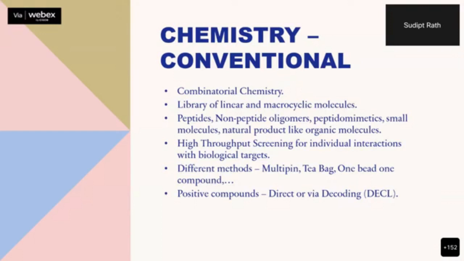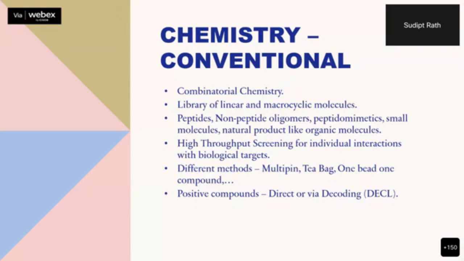Whether a molecule or a compound is binding with the receptor or not is screened through this high throughput screening. If that passes this test, then they have different methods to test whether a particular drug molecule is binding with the target receptor or not. For that, they have different methods like multi-pin methods, T-bag method, one bead one compound methods. There are many methods they use, and based on the method and the throughput screening, they say that yes, on the basis of computational knowledge and combinatorial chemical knowledge, this particular molecule or compound can be a likely drug.